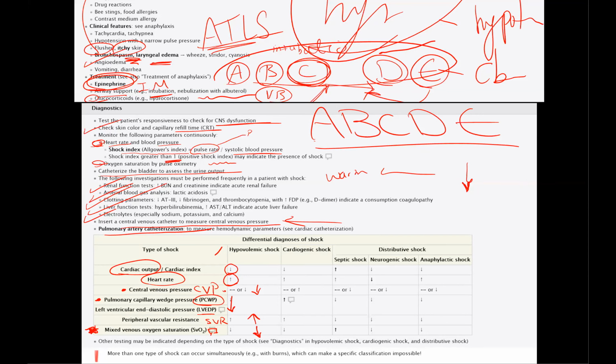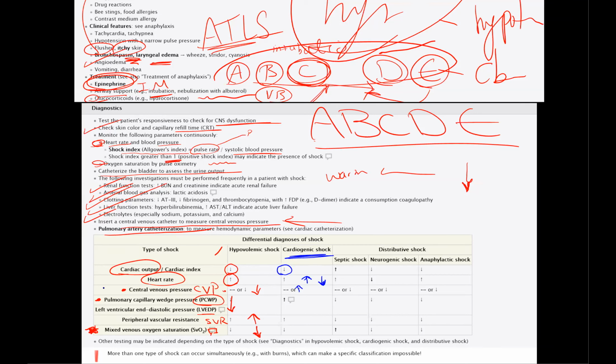Okay, what about cardiogenic shock? The problem is that your heart is not able to pump blood, so the cardiac output will be low. The heart rate, as we said, may be tachy or brady, according to the cause of cardiogenic shock. CVP, as we said, you will have a congested heart, so we will have high CVP, central venous pressure, with visible JVP or raised jugular venous pulsation.